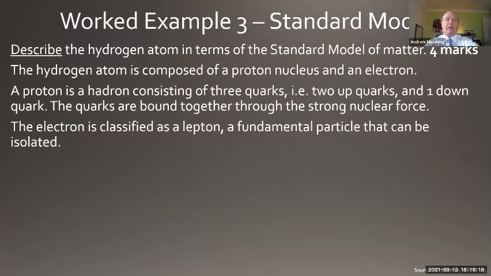The hydrogen atom is composed of a proton nucleus and an electron. So always start with stating explicitly what might be assumed or obvious. A proton is a hadron consisting of 3 quarks, 2 up quarks and 1 down quark. The quarks are bound together through the strong nuclear force. The electron is classified as a lepton, a fundamental particle that can be isolated.